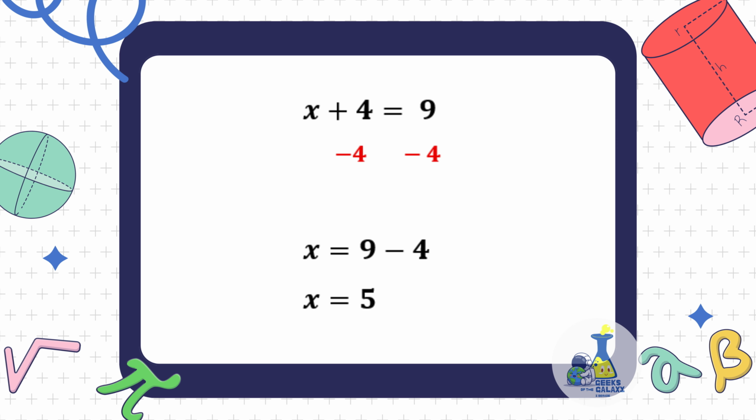We've managed to get x alone on one side of the equation, and our new sum says x equals 9 minus 4, which is 5. That means that the unknown variable's value is 5.